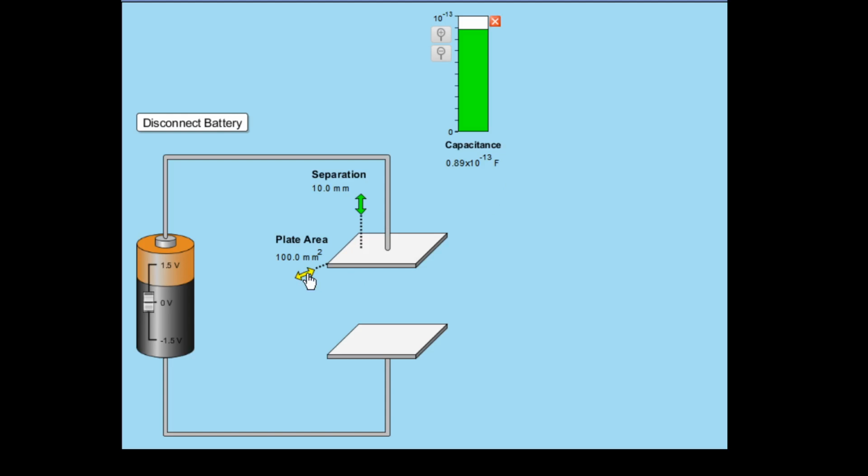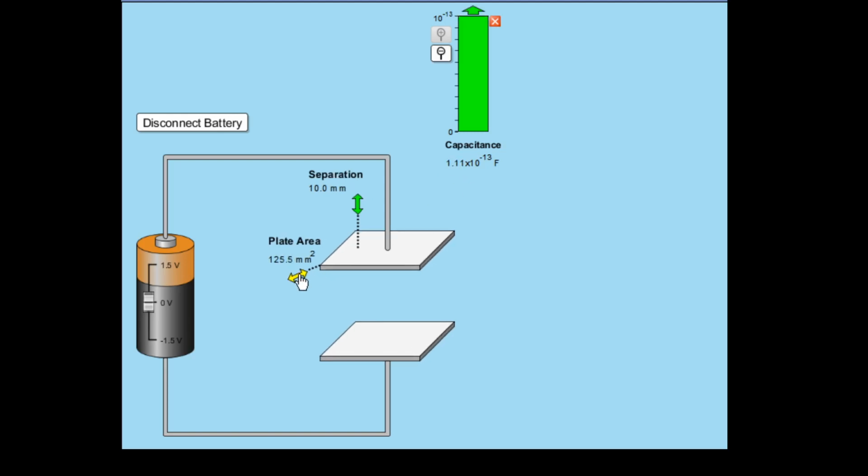Now with the help of this arrow you can increase or decrease the area. Let us say I have increased the area to 108.2 millimeter square. So what did you find? The capacitance becomes 0.96 into 10 to the power minus 13.